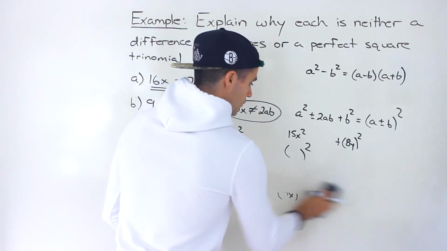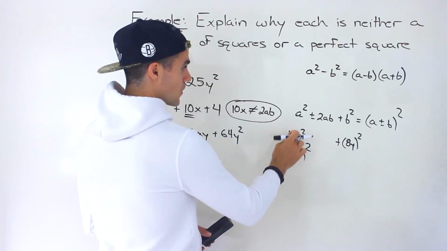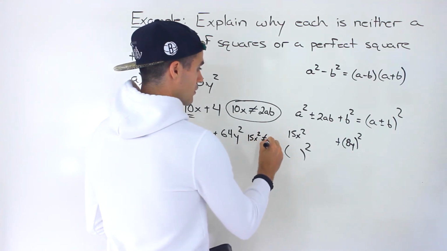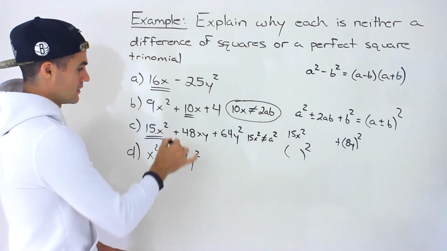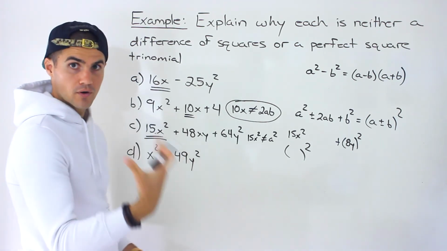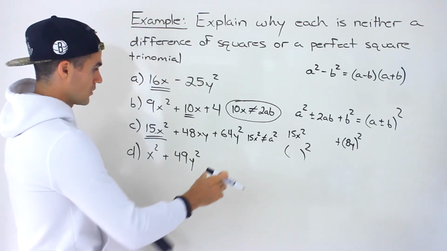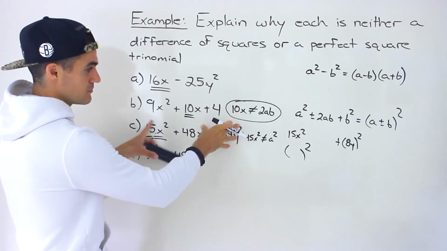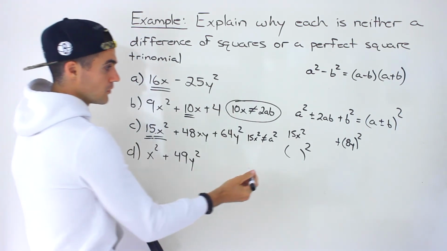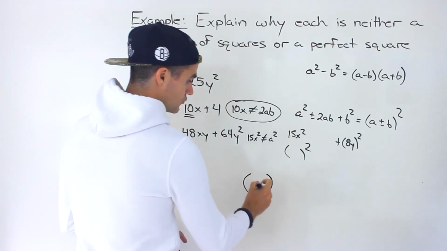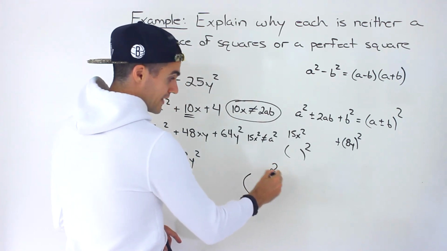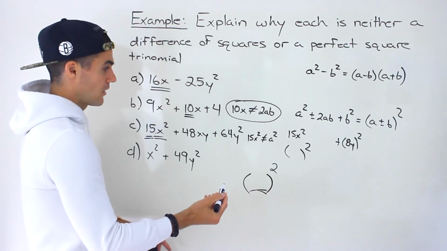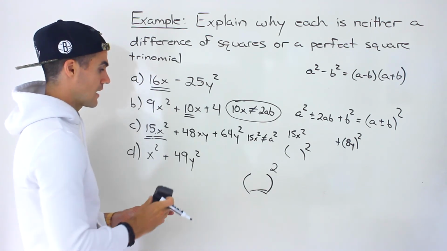The fact that we can't take this 15x squared and put it in that a squared format lets us know that we're not dealing with a perfect square trinomial. These end terms on a perfect square trinomial and for a difference of squares, actually, they always have to be rootable, meaning they always have to be able to be rewritten in this kind of format, being able to put something in the brackets. And the 15x squared, we can't do that.